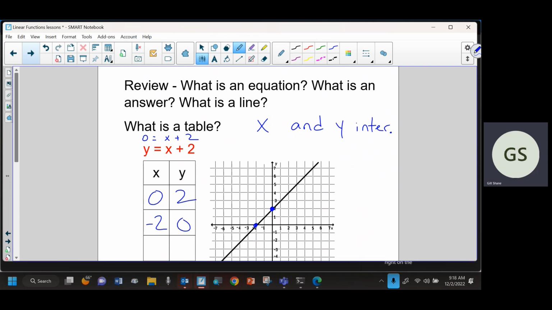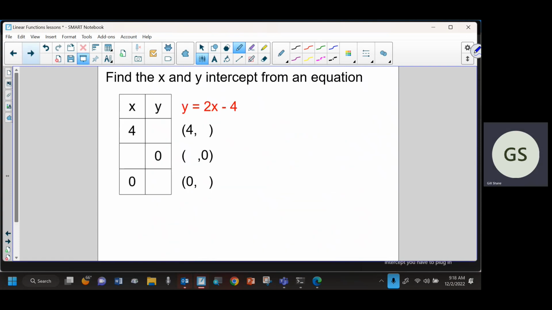If I just tell you to create a table, then you can plug in any numbers you want. But if I specifically say using the X and Y intercept, you have to plug in 0 for X and then also later plug in 0 for Y. All right, so what else did we do?